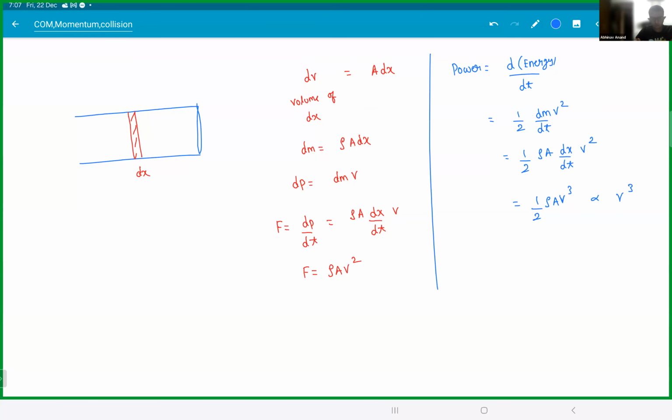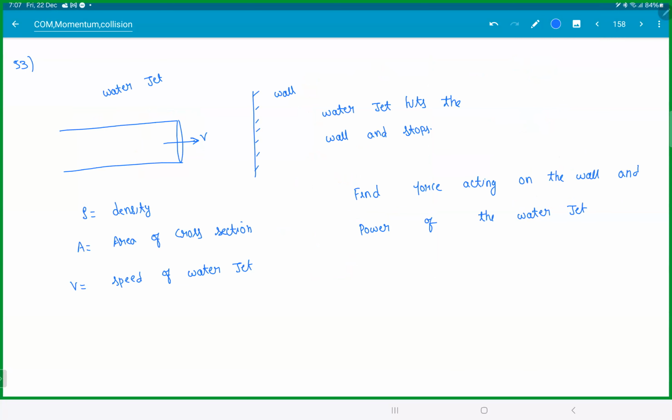Why won't the power be rho a v square? Because you can't use F into V. Reason: when you're hitting the wall, is the velocity constant? When you're hitting the wall, your velocity is going from V to 0. Velocity is changing as you're hitting the wall. It's a variable velocity, that's why the half was coming. I think you must have taken power as F into V. That won't work, because when you're hitting the wall, the water jet is slowing down. So it goes from V to 0.